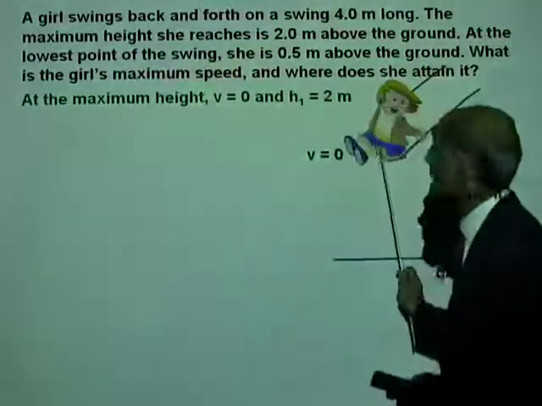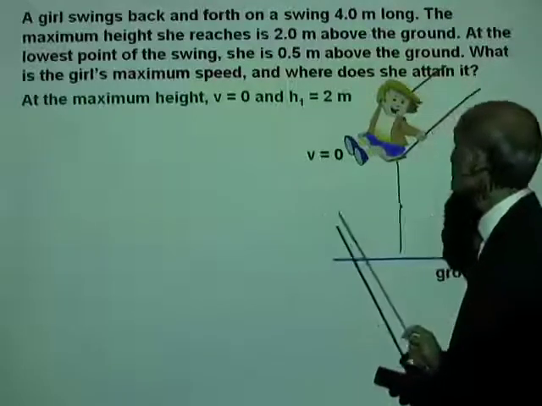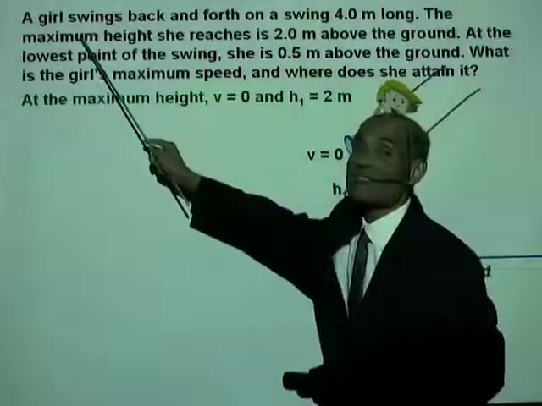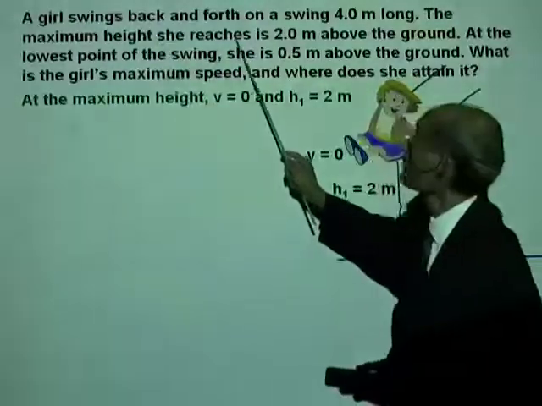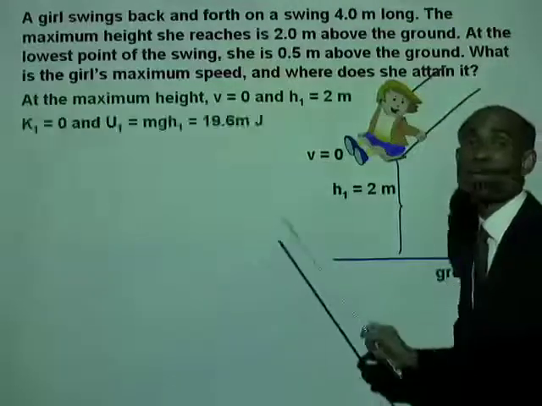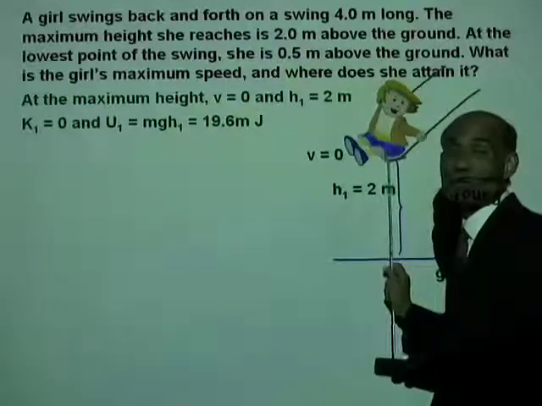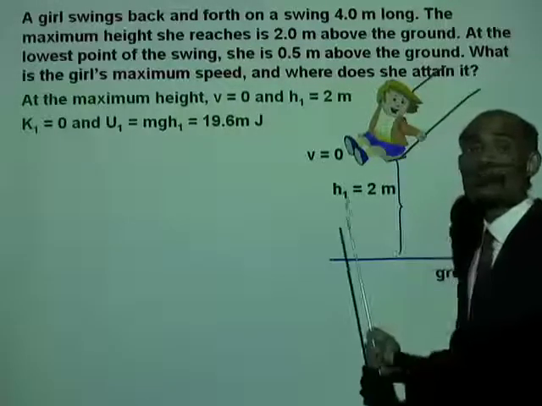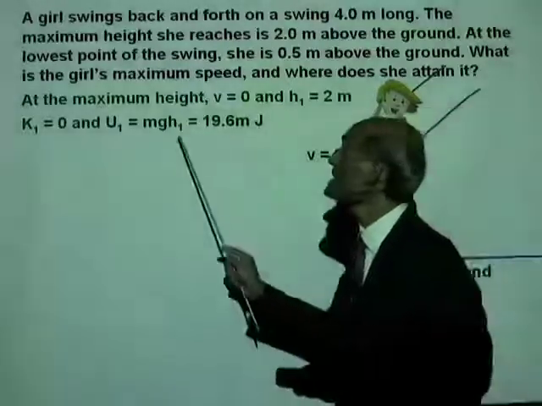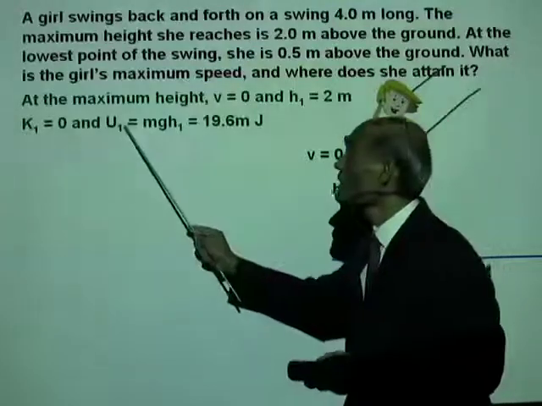So at the maximum height at the left extreme, the velocity is 0 and the height is 2 meters. It says at the maximum height she reaches 2 meters above the ground. Now what is the energy that she has here? Because she is at a height h from the ground, at a height 2 meters from the ground, she has potential energy. What is the potential energy?